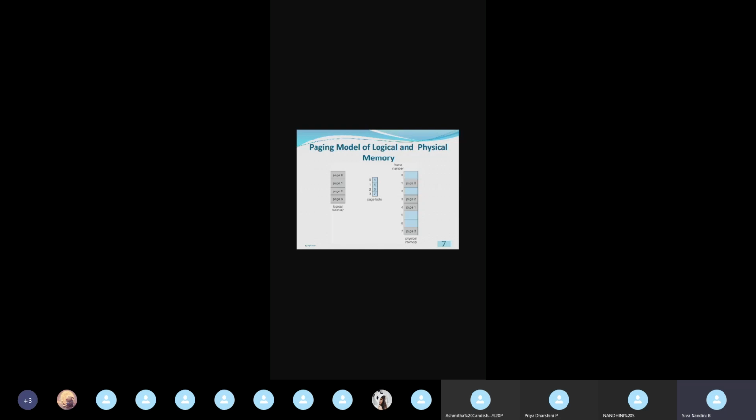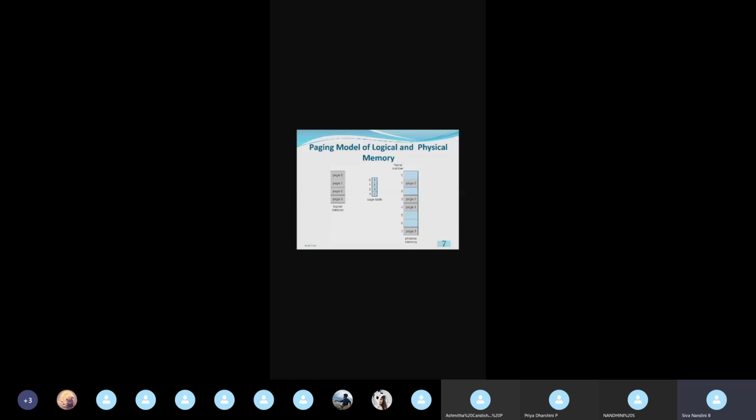where this page 0 is available in the frame 1. This frame 1 is nothing but a segment of memory. It may be of 20 KB. So it may be from 100 to 120. For example, I am saying that page 0 is located in the frame 1, which is of size 100 to 120 KB. Okay. So this particular frame starts from 100 to 120.